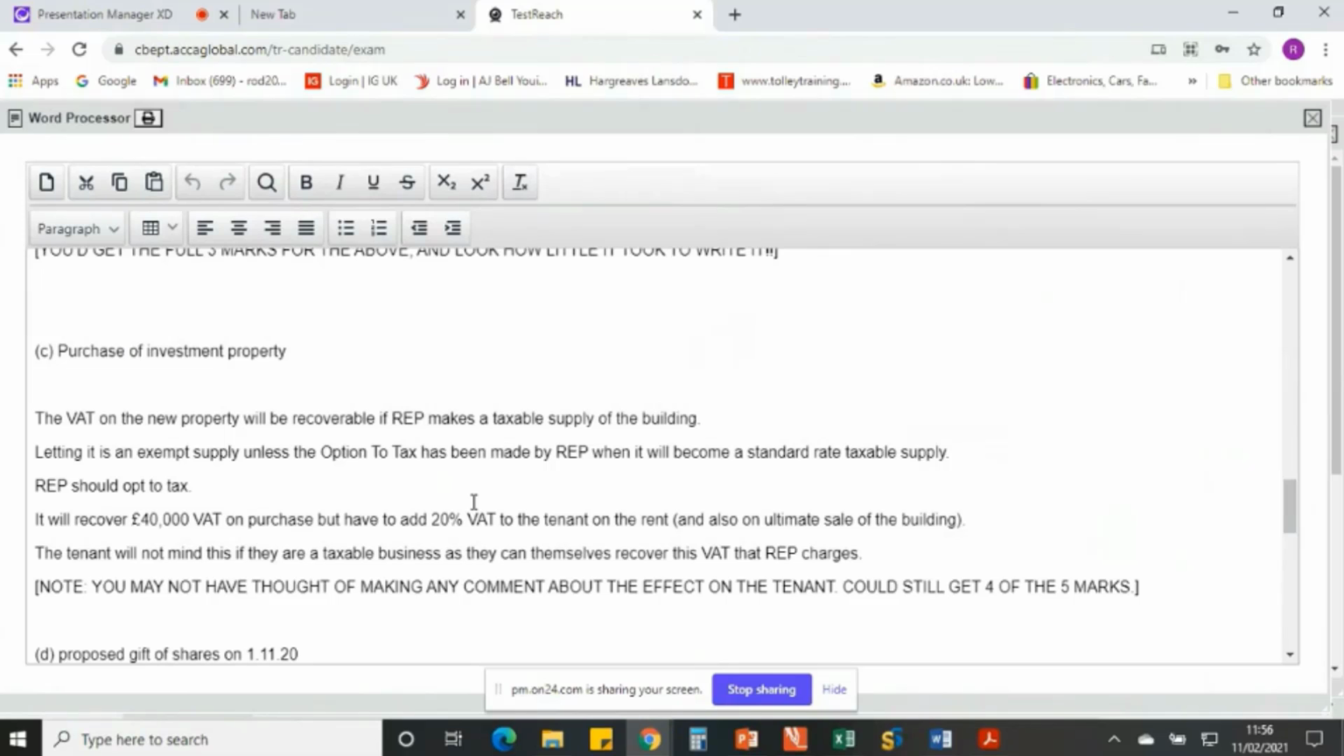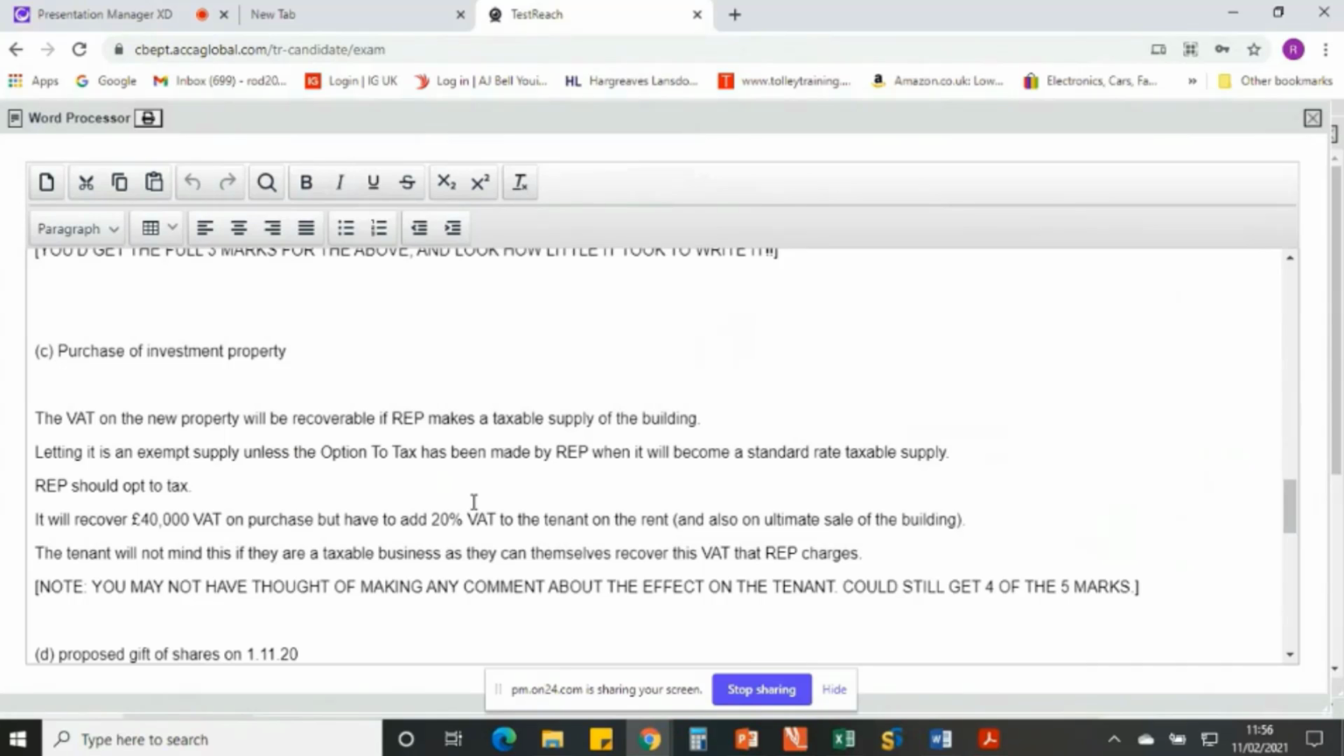Then we're applying it to the scenario. Letting, which is what they're planning to do, is an exempt supply unless the option to tax has been made by REP, when it will become a standard rated taxable supply. So REP should opt to tax. To get the input VAT back on when they bought the building, they need to opt to tax. Okay, then I'm applying that to the actual facts of the question. It will recover the £40,000 VAT on purchase, but it will have to add 20% VAT to the tenant on the rent, and also when it sells the building.